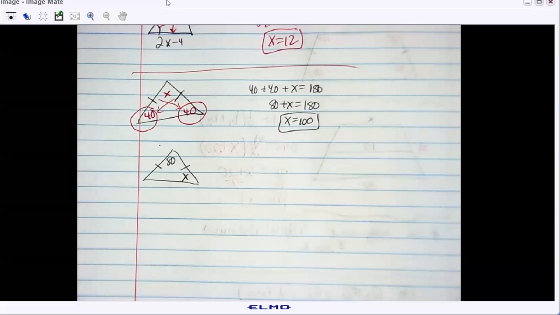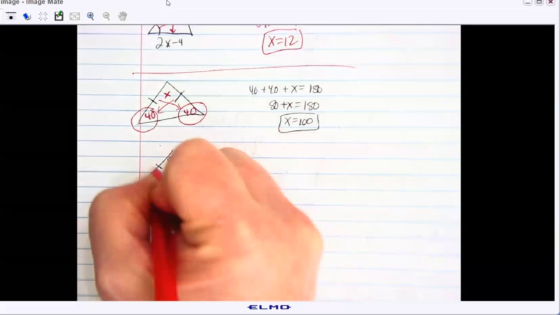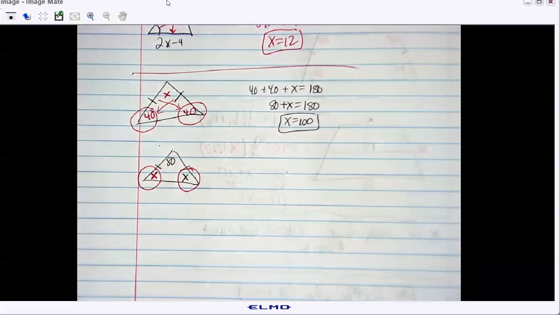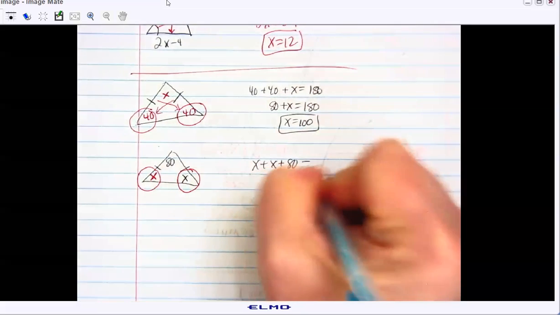X in the blank. Okay. So this one and this one. So I can write in x because everything needs a value if we're going to solve this. Because I know that adding all 3 of those together needs to equal 180. So I put x plus x plus 80 is equal to 180.